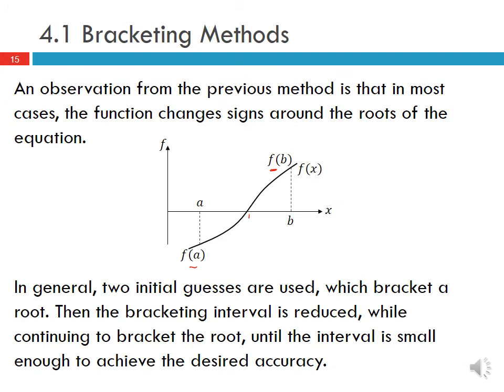So in general, for bracketing methods, two initial guesses are used, which bracket a root. One initial guess is on one side of the root, put a bracket here, and the other initial guess is on the other side of the root, and the root falls somewhere within that interval. And then with each iteration, the bracketing interval is reduced while continuing to bracket the root until the interval is small enough to achieve the desired accuracy.